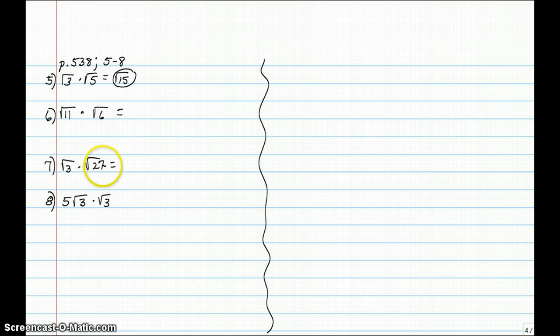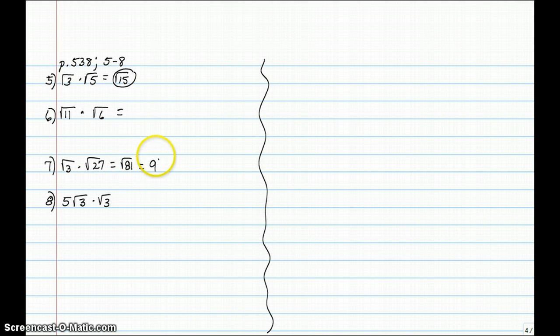So square root of 3 times the square root of 27. That's going to be 3 times 27. 3 times 20 is 60. 3 times 7 is 21, so that's 81. And the square root of 81 is 9.